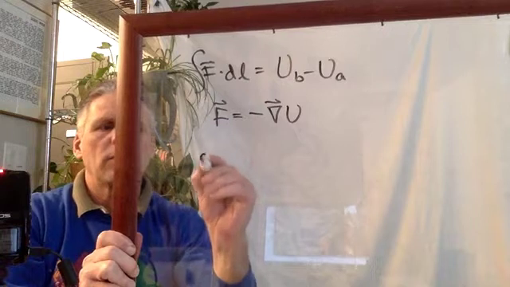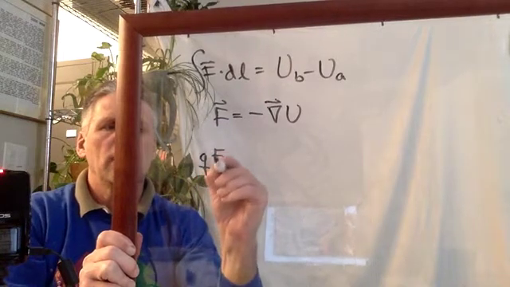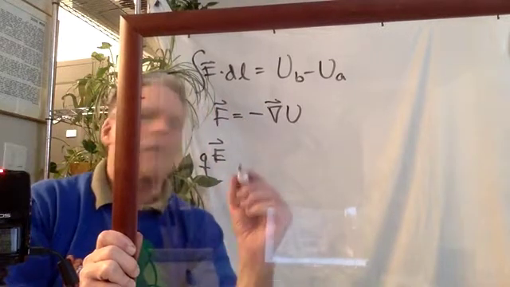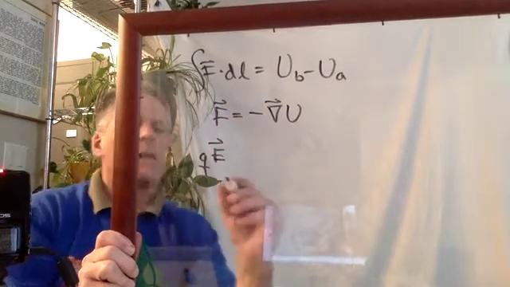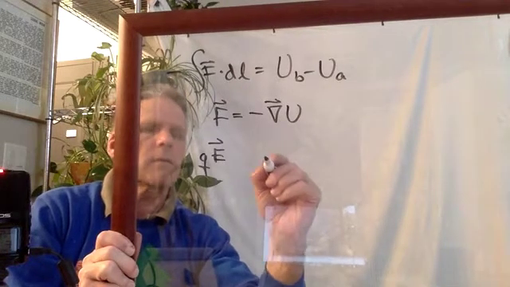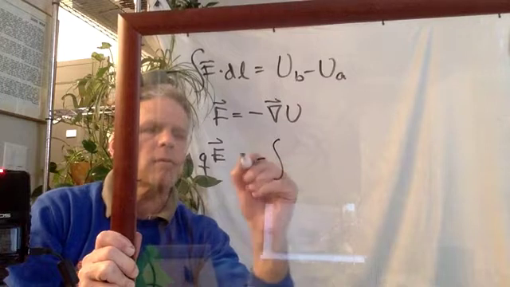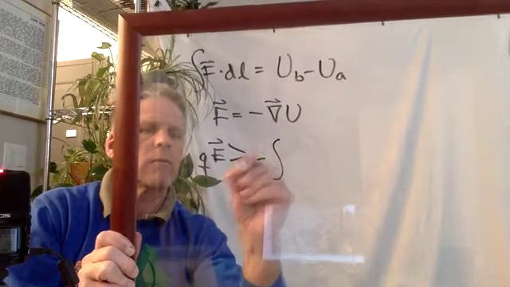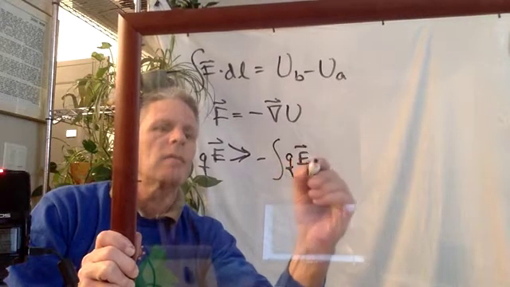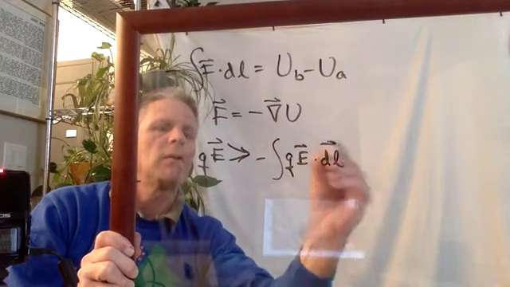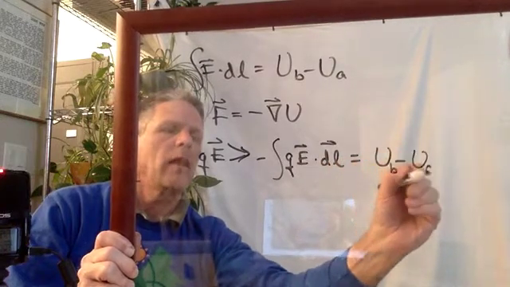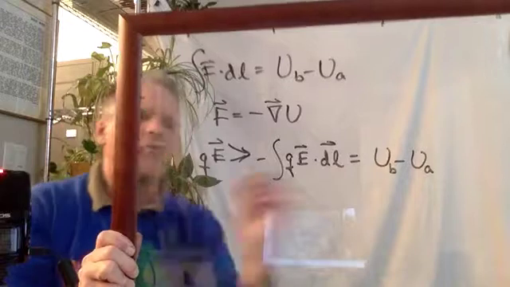Okay, all right, but now in particular, we already know some things about this F. What is this F equal to? It is equal to QE. So now we could say we have a gradient of a potential where we have minus QE dot dl equals UB minus UA, the change in potential energy.